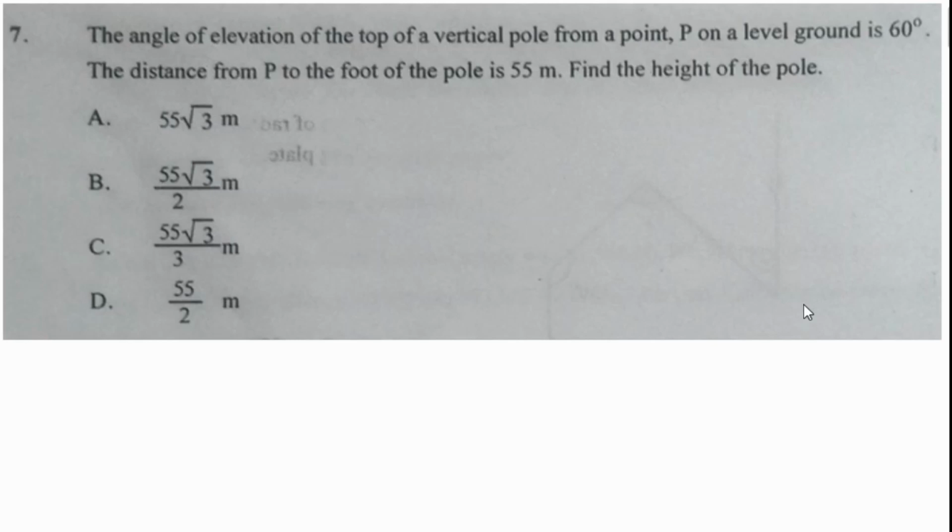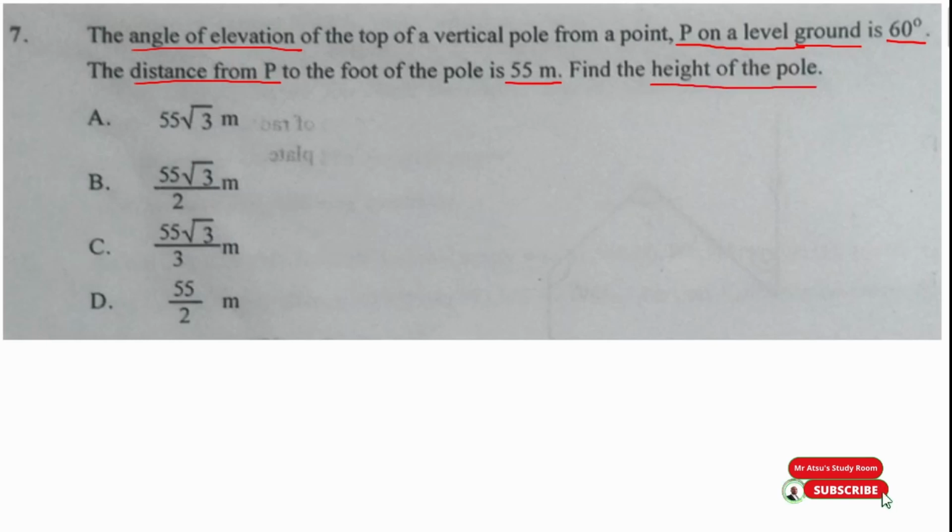As I do with most of my lessons, we'll start by identifying the key points in this lesson. The first one is the angle of elevation of the top of the pole is 60 degrees, and where we are getting the angle of elevation from is the point P on a level ground. The next information is that the distance from P to the foot of the pole is 55 meters. And the last one is the height of the pole, which is what we are solving for. Obviously, this question is an application of trigonometry or trig ratios.